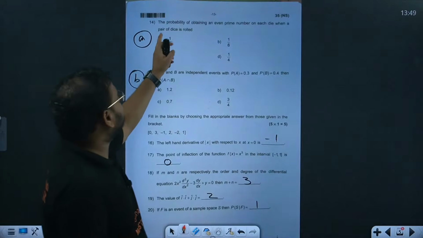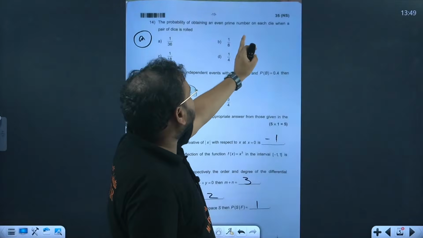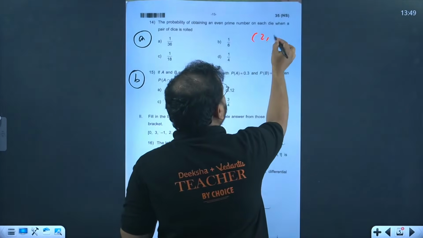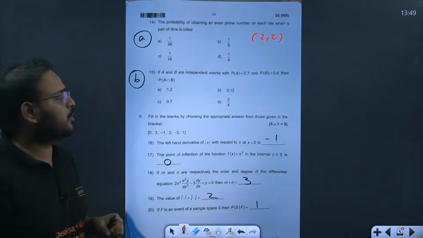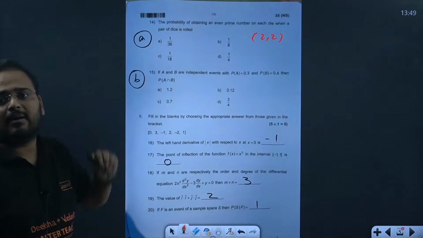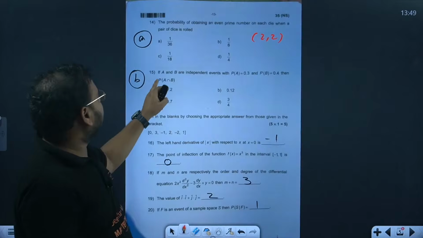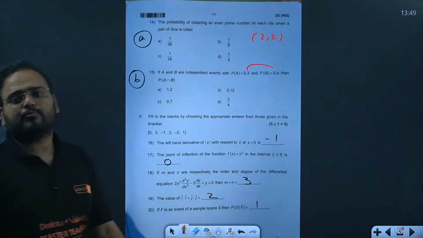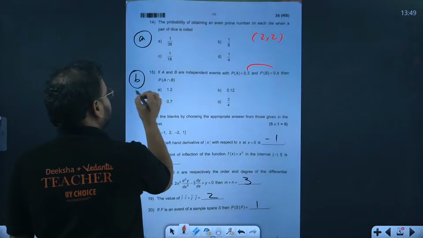14 is A, sir. The probability of obtaining an even prime number on each die when a pair of dice is rolled will be what? We have only one condition over here, which is 2, 2. So 1 out of total 36. It becomes option A. Right, and A and B are independent events. You want to get P(A) into P(B), multiply them, you get the value as 0.12, which will be option B.